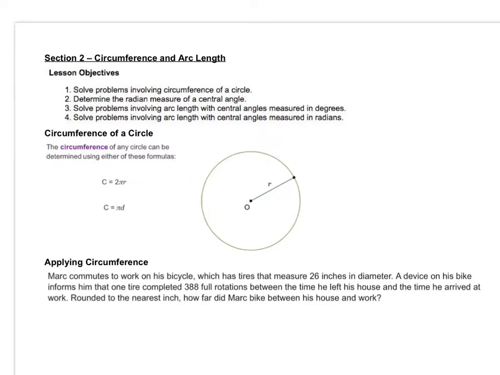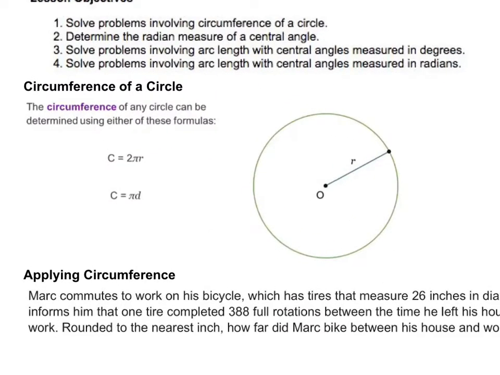This is Unit 9 in Geometry, and we're going to talk about circumference and arc length. We're going to solve problems involving circumference of a circle, determine the radian measure of a central angle. That's a new thing. We're going to solve problems involving arc lengths, either in degrees or radians. So the first thing I want to do is talk about the circumference of the circle.